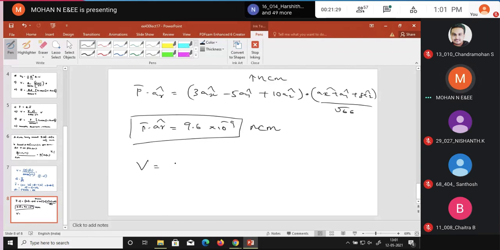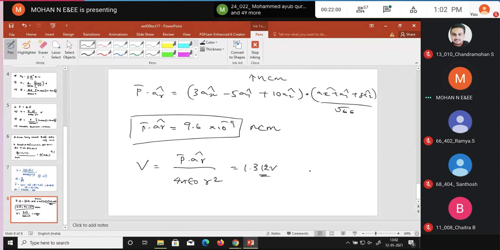So the potential now is P vector dot a_r vector divided by 4 pi epsilon naught r square. If you substitute the values, you will get the answer. What is the answer? So 1.31 volts, something like that. I have got 1.31, something like that.